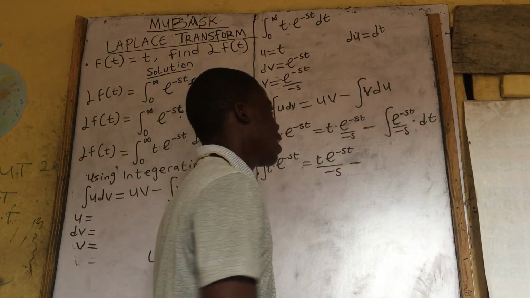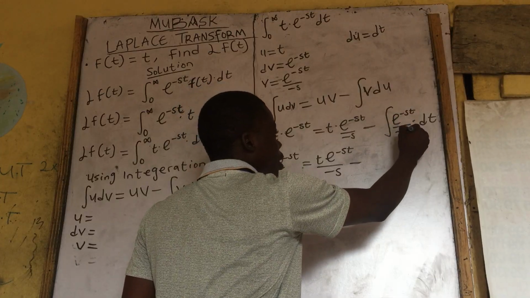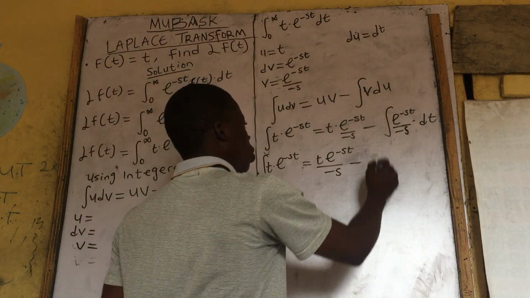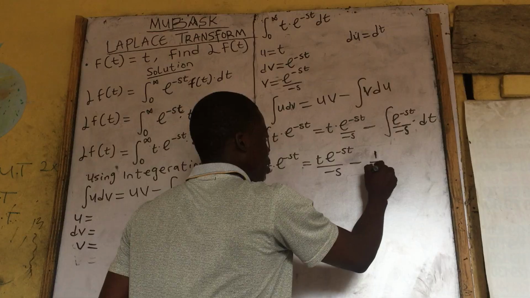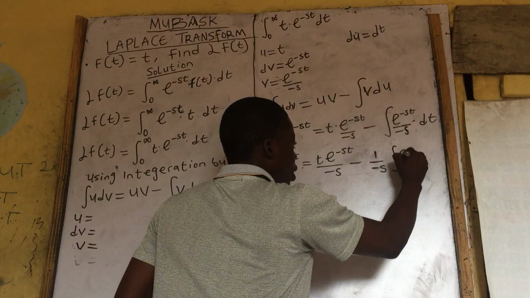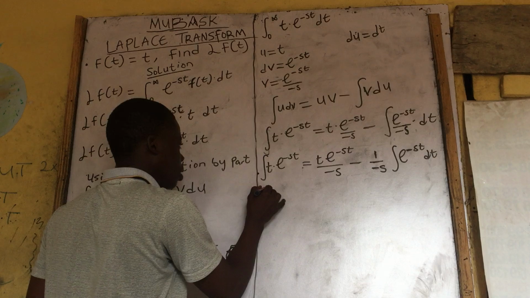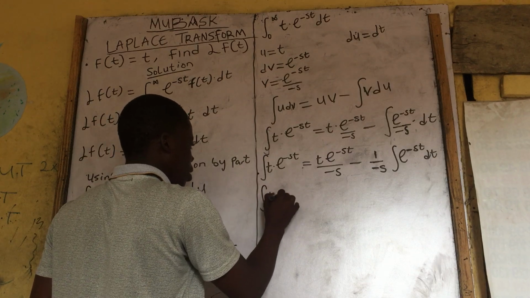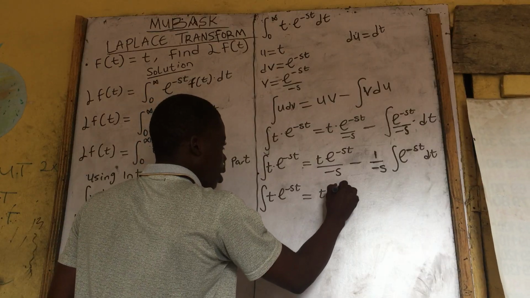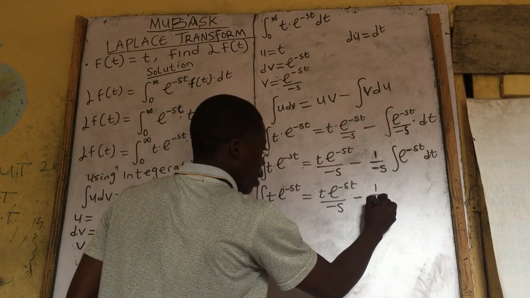We cannot integrate it like this, integral of exponential minus st divided by minus s. We cannot integrate it like that. We have to factorize the constant out, which is minus 1 divided by minus s, integral exponential minus st dt. So integral t times exponential minus st equal to t times exponential minus st divided by minus s, minus 1 divided by minus s.